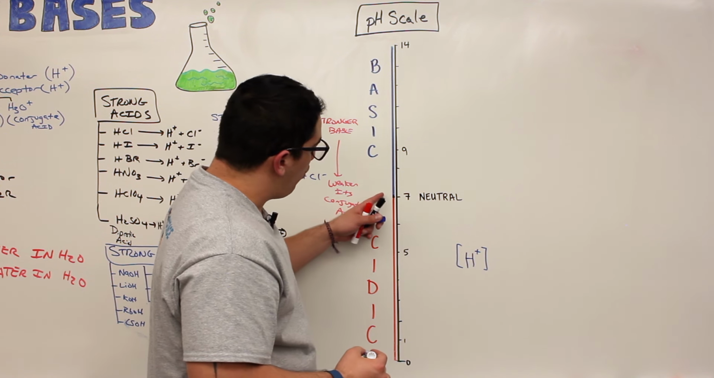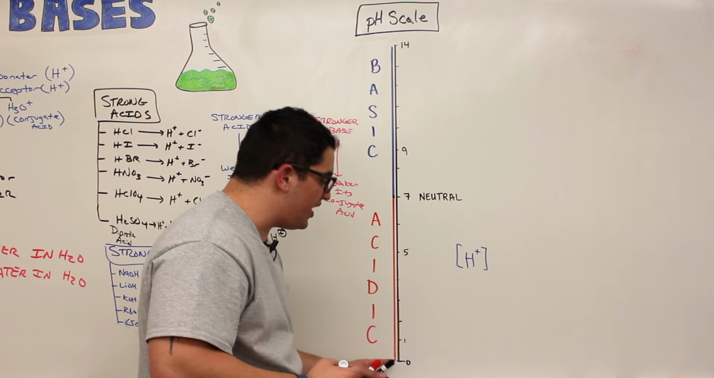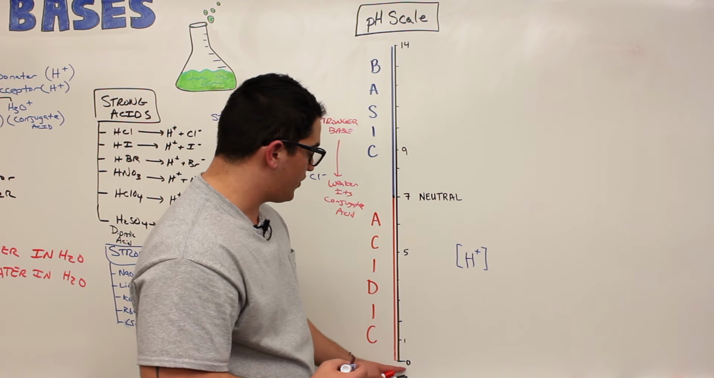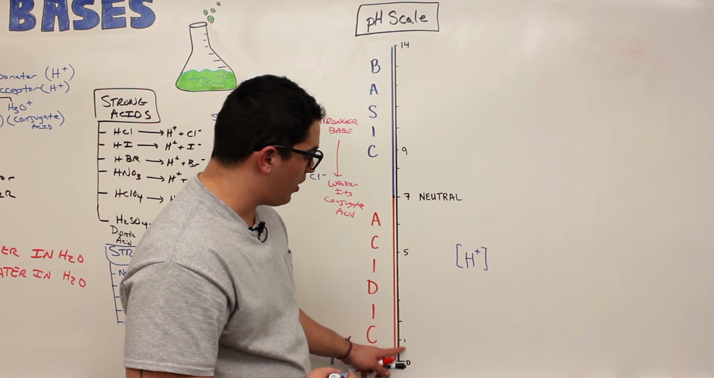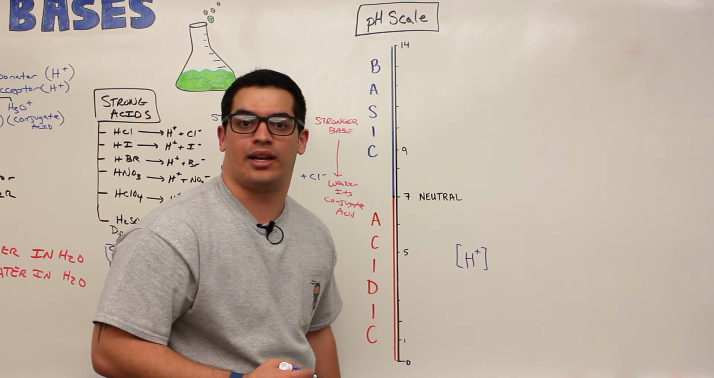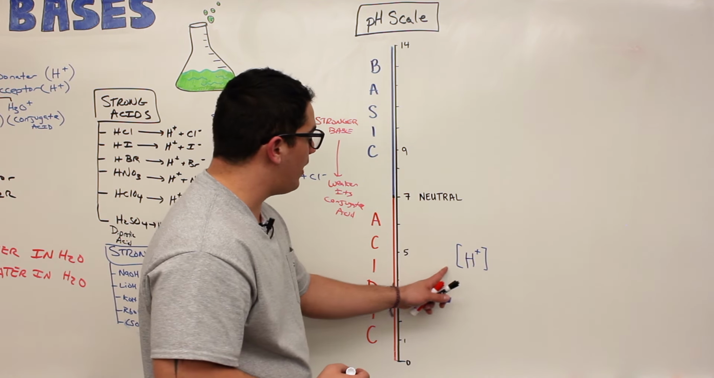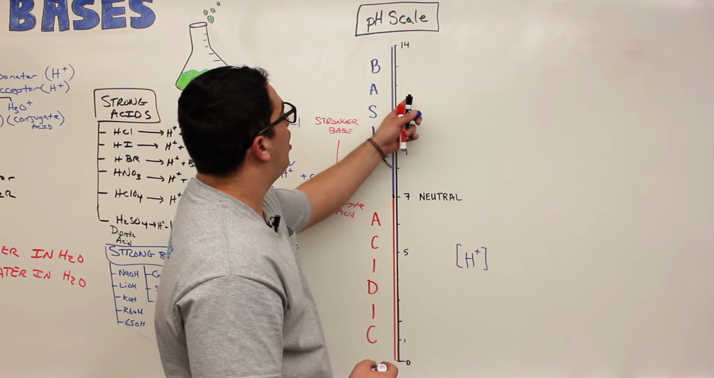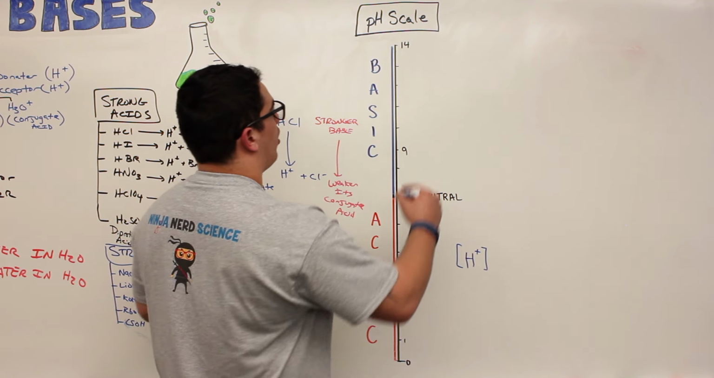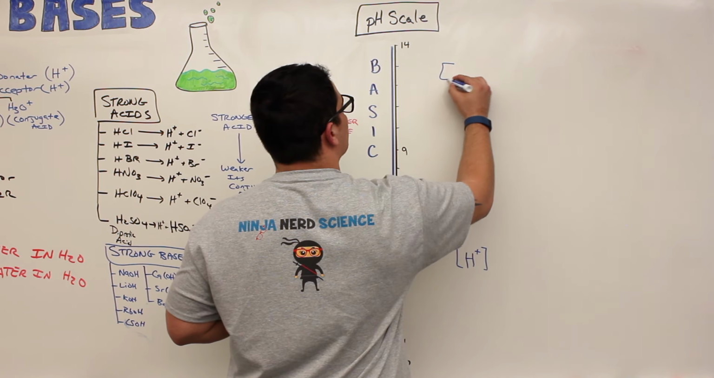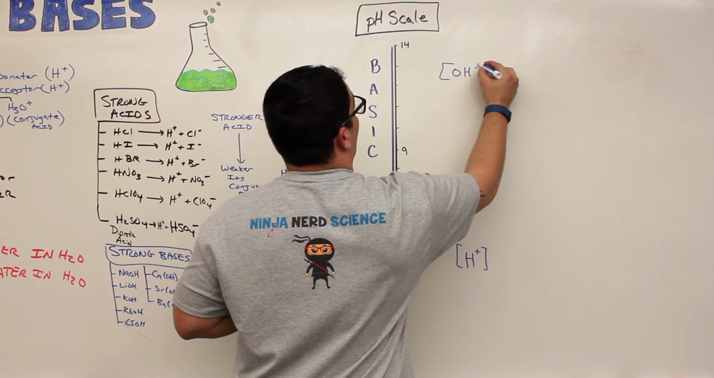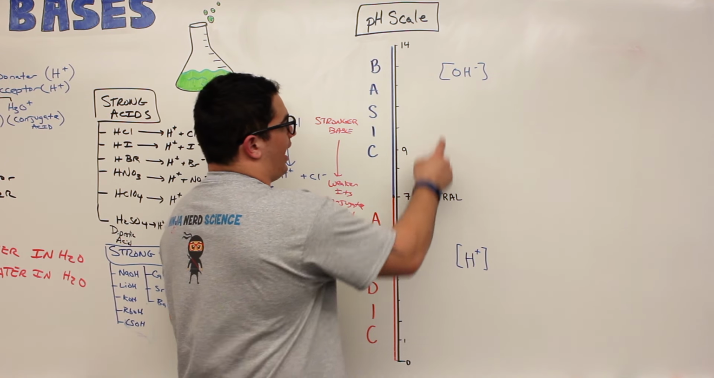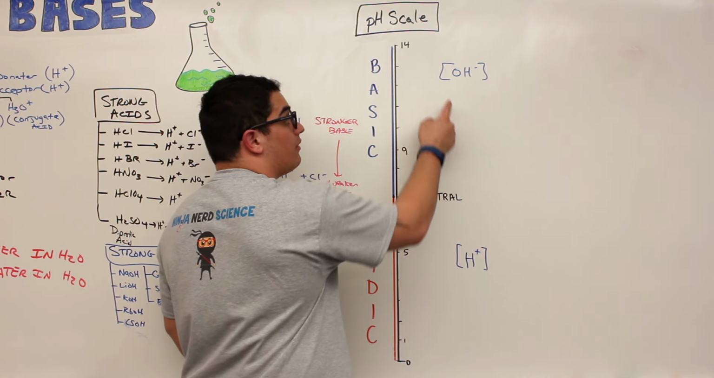So the more you go closer to 0, the more acidic your solution is. So if you have a solution that's in between 1 and 0, that's pretty acidic. All right, so when we talk about acidity, we're talking about H+ concentration. When we're talking about basicity, we're talking about hydroxide ion concentration.